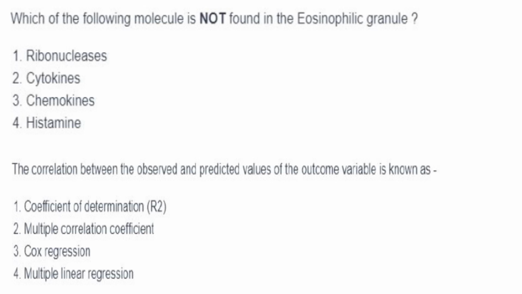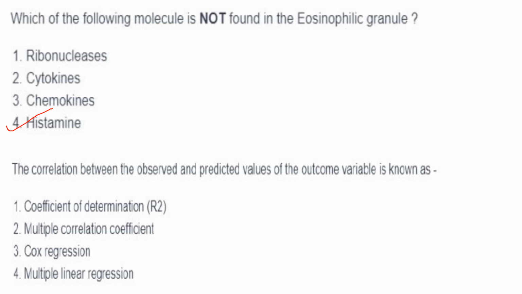Then which of the following is not found in eosinophilic granules? Ribonucleases, cytokines, chemokines. It is histamine that is not found in eosinophilic granules. Histamine is stored in the mast cells and basophils, not in eosinophilic granules.